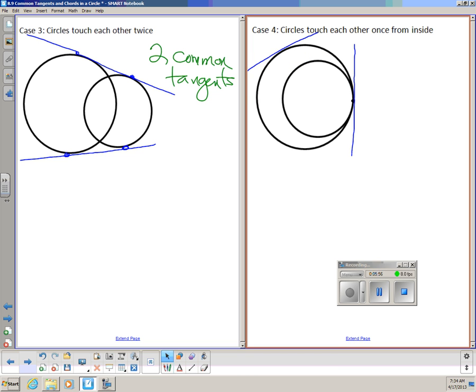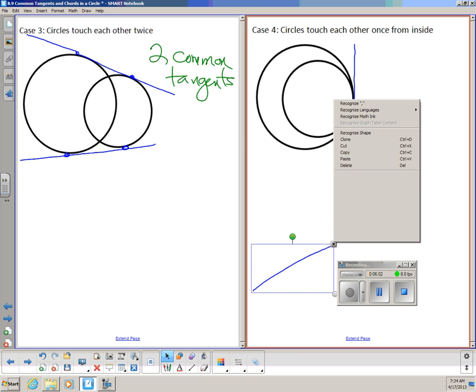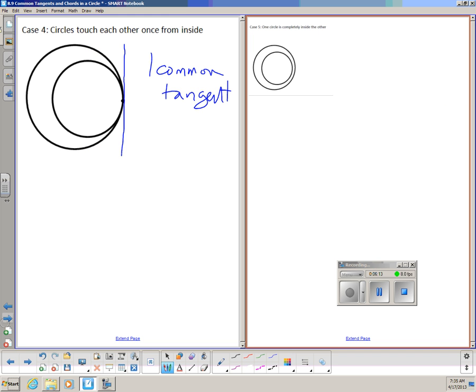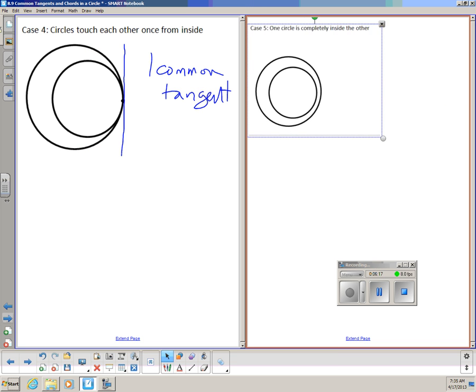Similarly, if I try to draw a tangent to the big circle, it's going to be outside of the picture, so it's never going to intersect the little circle. So there's only one common tangent in this situation. And case number 5 is when the one circle is completely inside the other.